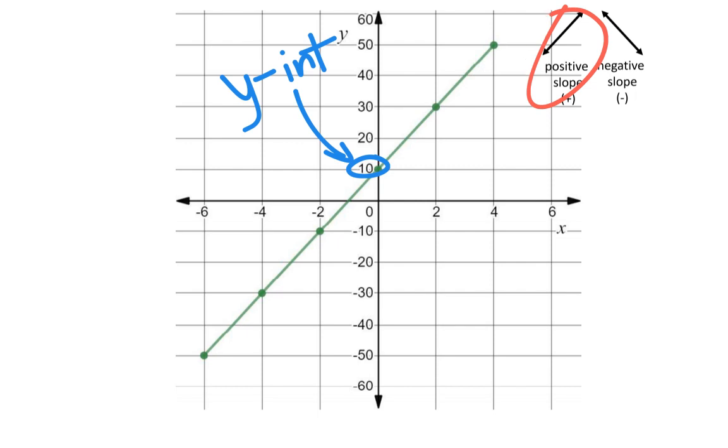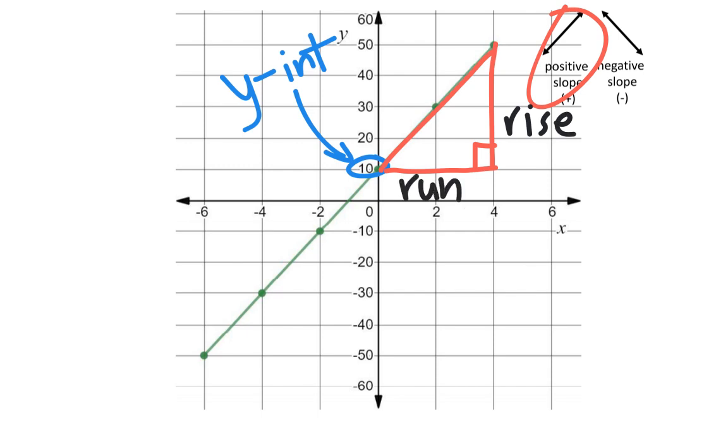To find the slope of this line, we can draw a right triangle underneath this line. You can draw one here, you can draw one here, or you can draw one here. The point is, you can draw your triangle anywhere. I'm going to draw my triangle over here. The height of this triangle would be the rise, while the base of this triangle would be the run.